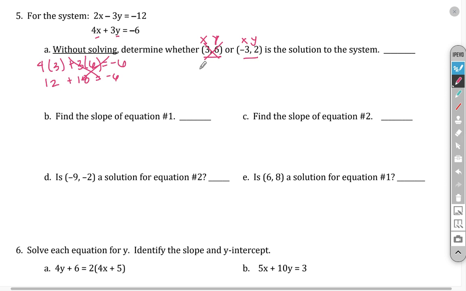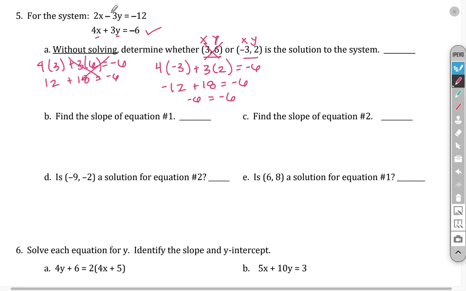So now let's try it with negative 3, 2. So we have 4 times negative 3 plus 3 times 2 equals negative 6. So we've got negative 12 plus 18 equals negative 6. 18 minus 12 is going to give us negative 6. So we have negative 6 equals negative 6. So it works for this one.